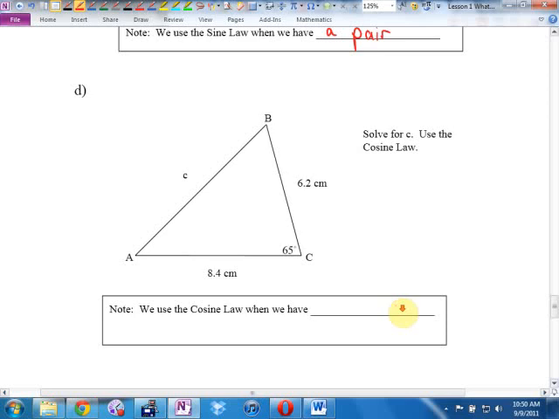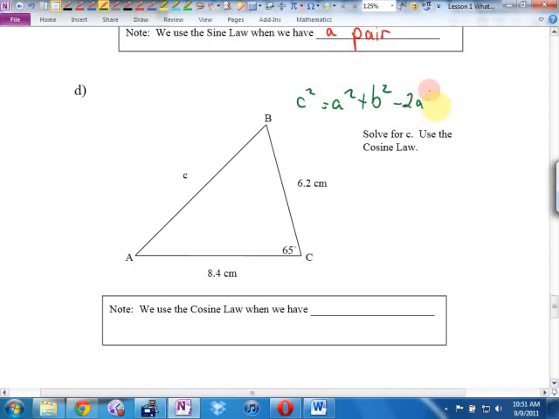What's the cosine law? Now, the cosine law starts out looking like Pythagoras. C squared equals A squared plus B squared. But Pythagoras only works for a right angle triangle. This is not a right angle triangle. I tell people the cosine law is Pythagoras and then a fudge factor because this is a slanty triangle. It's minus 2AB cosine big C.